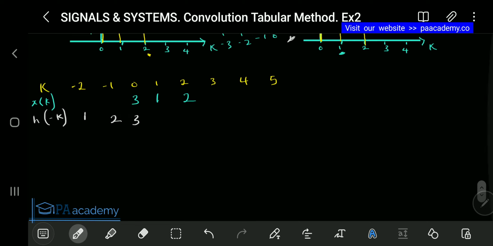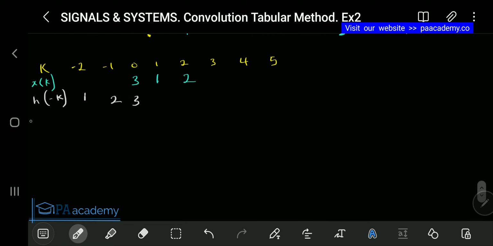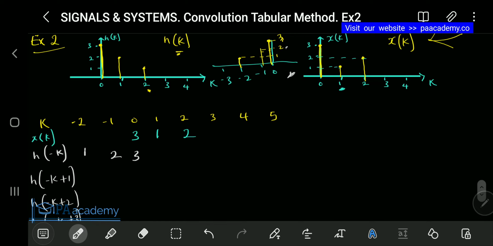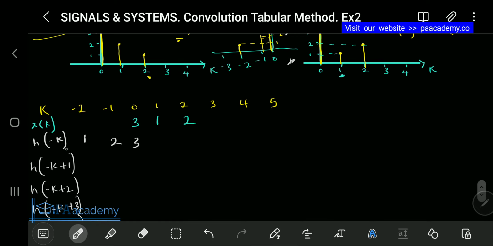Alright, so now let's continue. So for h of minus k plus 1, let me just write, we're going to be having h of minus k plus 2, h of minus k plus 3, h of minus k plus 4. So let's just stop here now and see if that's actually where we are going to stop. Remember in the other video, I've talked about how to determine where you have to stop. Alright, so the next thing we want to do is start to shift this h of minus k by 1, 2, like that.